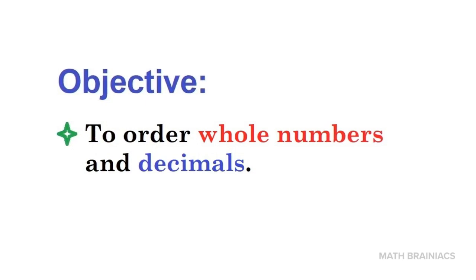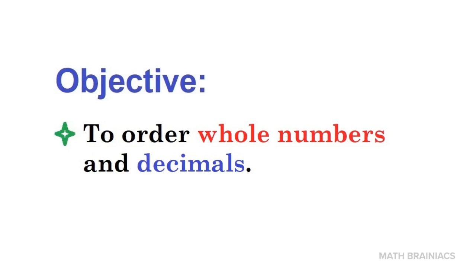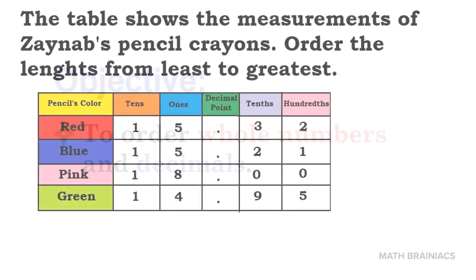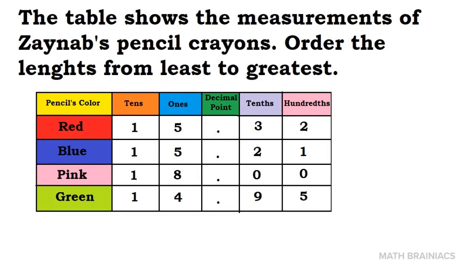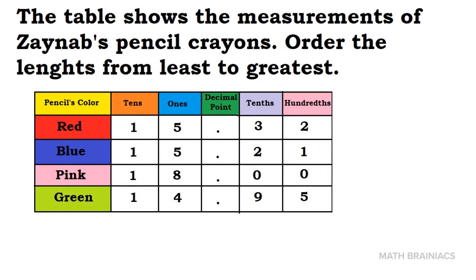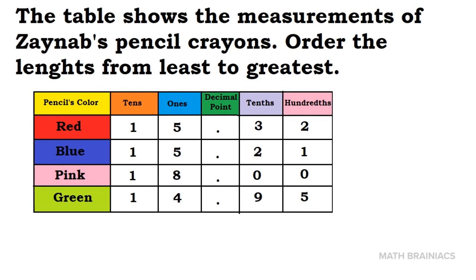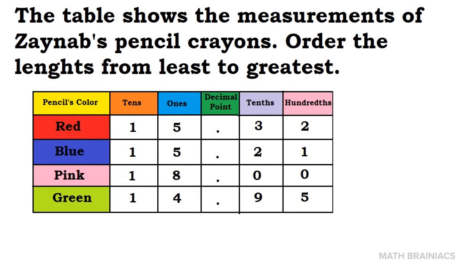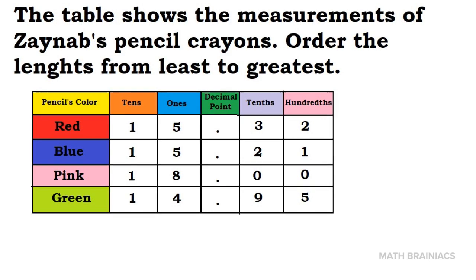Let us move to the main objective of our lesson first. We are going to order whole numbers and decimals. Let us work on this example so that you will be guided. The table shows the measurements of Zainab's pencil crayons. Order the lengths from least to greatest.